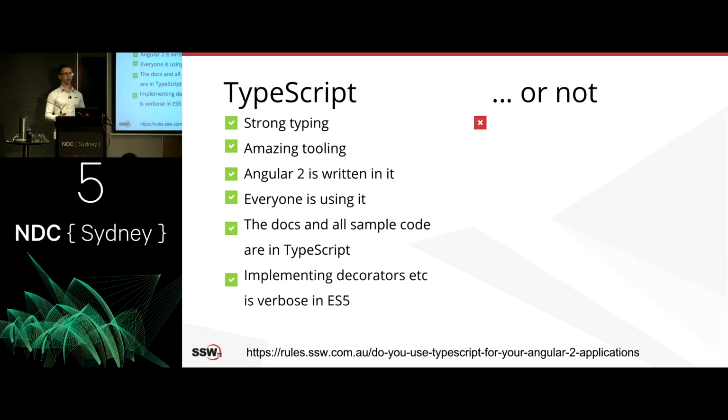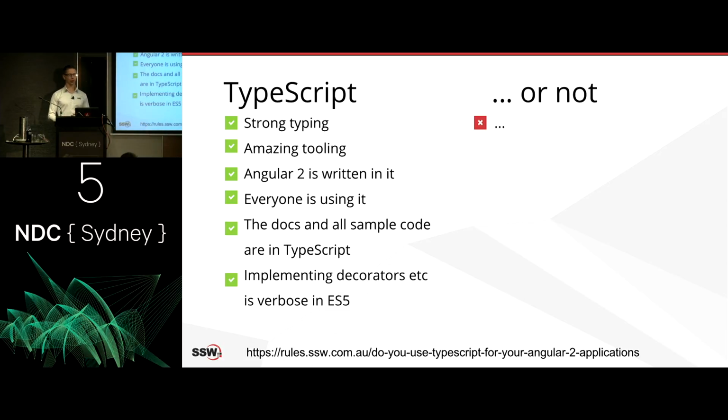And implementing the last generation of JavaScript, if you want to use ES5, might sound kind of cool, but it's not. The framework's totally not designed to use it like that. It's built with the next generation of JavaScript in mind. So using decorators and other language features will be super verbose.